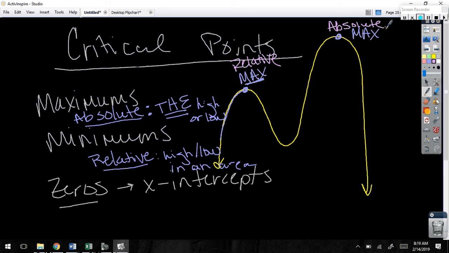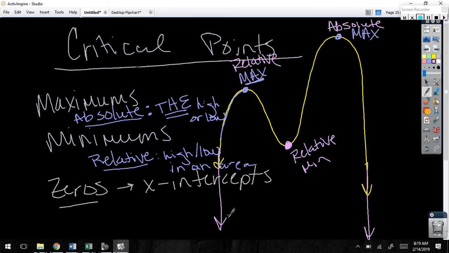Do you see any mins? Yes. It looks almost like the vertex of a parabola. In fact, it is the vertex of a parabola if I'm talking about a parabola. Would that be relative or absolute? It's relative because there are lower points on this graph than just this one. The graph goes down forever.